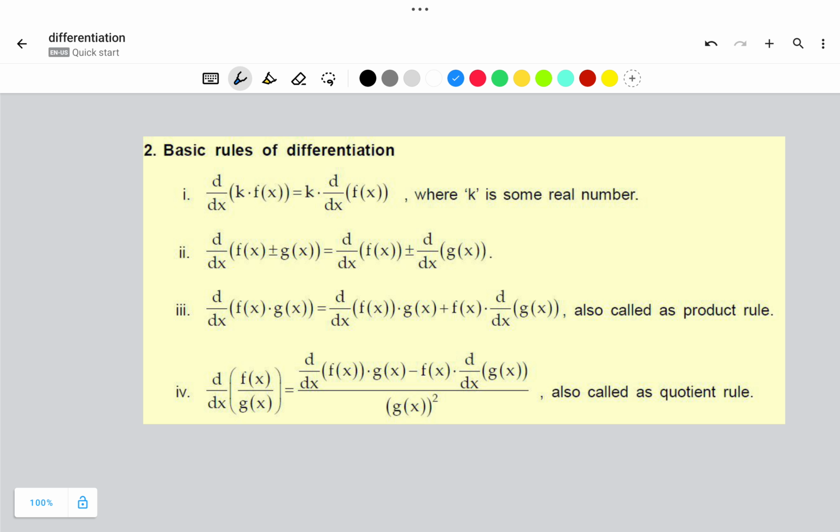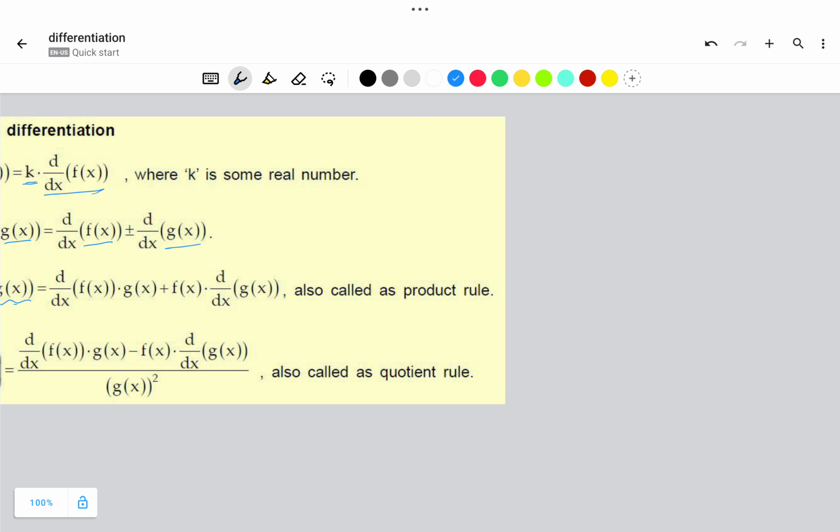And here are the basic rules of differentiation. If we are taking the derivative of k times a function f of x, then k, being a constant, would be pulled out, and it would be k times the derivative of f of x. And similarly, the derivative of f of x plus or minus g of x would be the derivative of f of x plus or minus the derivative of g of x. And this is the product rule: one time we keep one function as it is and take the derivative of the other, then the second function as it is and the derivative of the other function. It is popularly known as the UV rule.